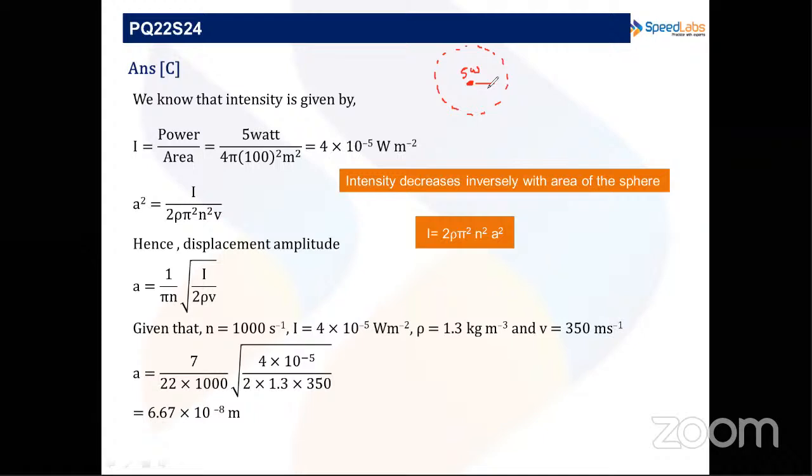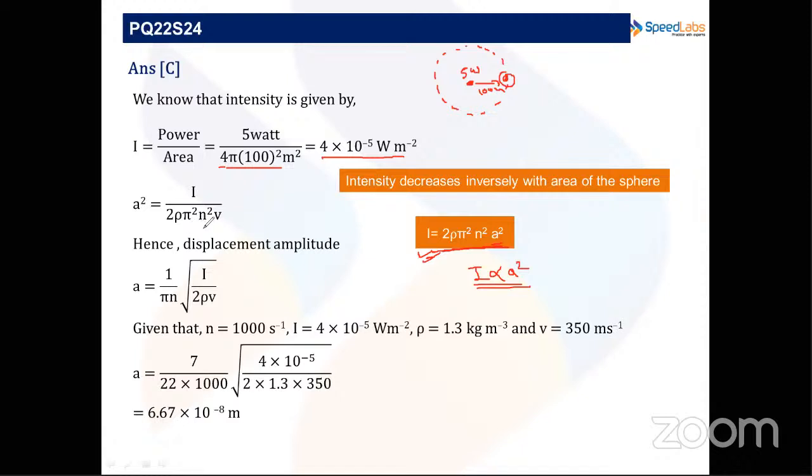Now we have to find the amplitude, and there is a direct formula for it. Intensity is equal to 2 rho pi square n square a square v, where A is the amplitude. We often use intensity proportional to amplitude square, but you should remember the intensity formula. So you just put the values. We just took a square root, so pi and n came out. N is the frequency.